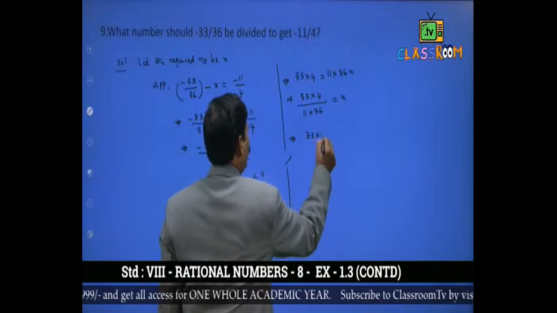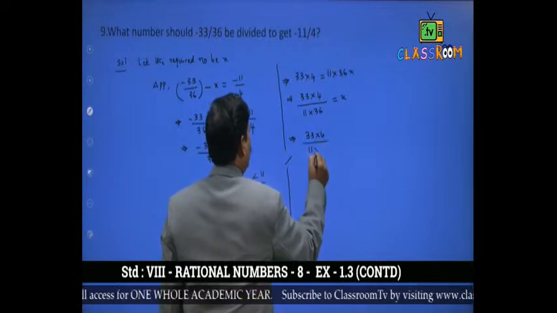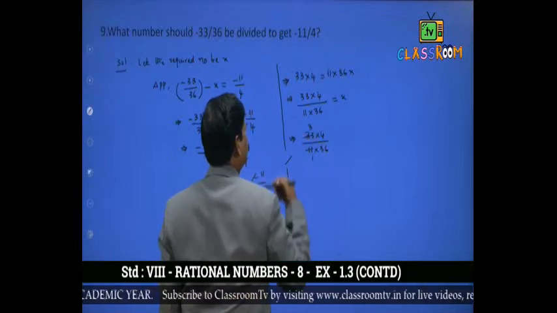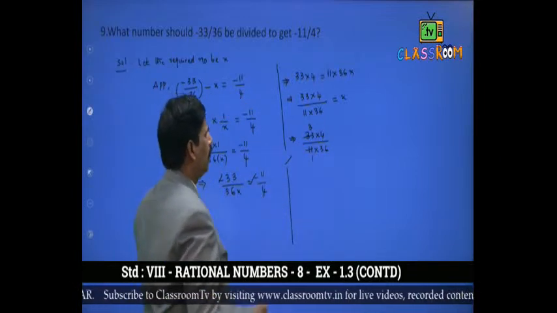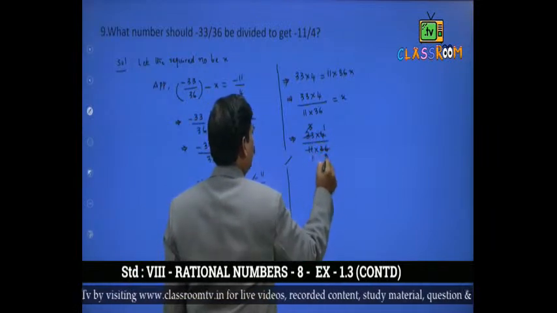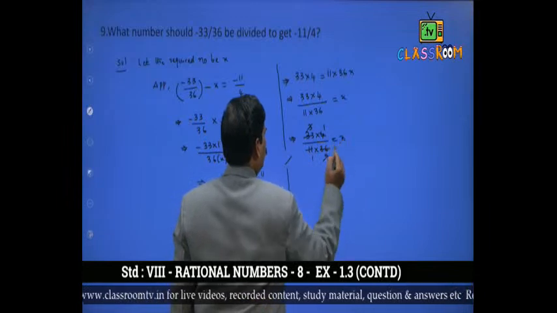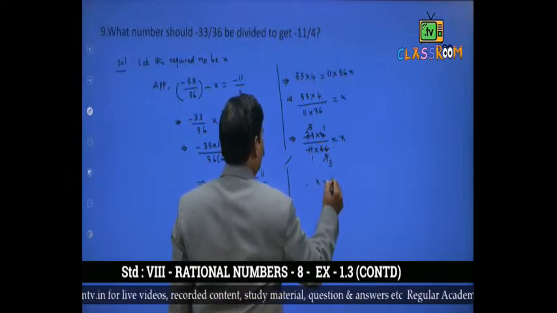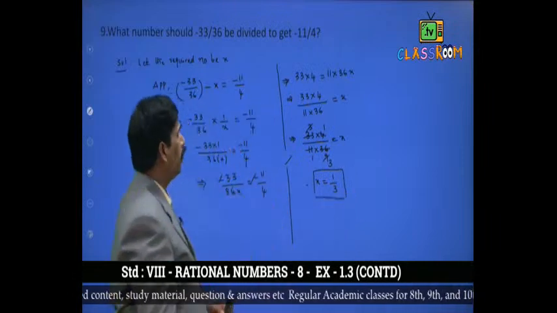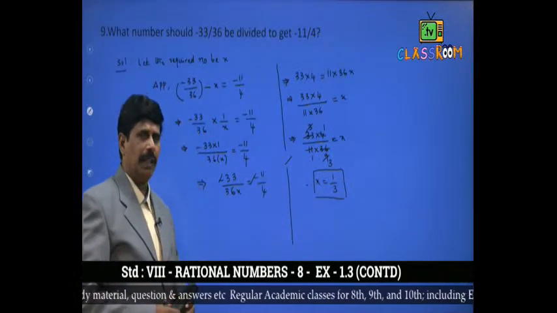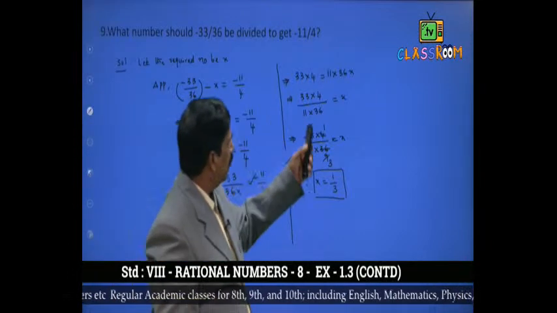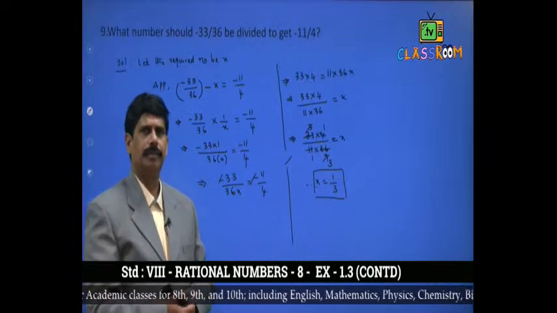33 into 4 by 11 into 36. 11 ones are, 11 threes are. Now 4 ones are, 4 nines are, 3 ones are, 3 threes are. So therefore x is equal to 1 by 3. So you should divide minus 33 by 36 with 1 by 3. You will get the answer minus 11 by 4.